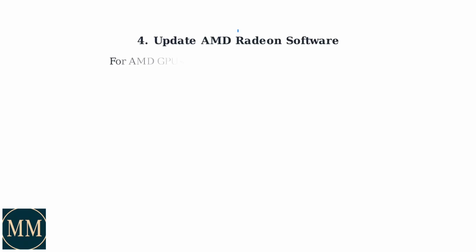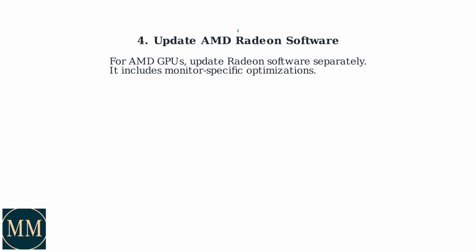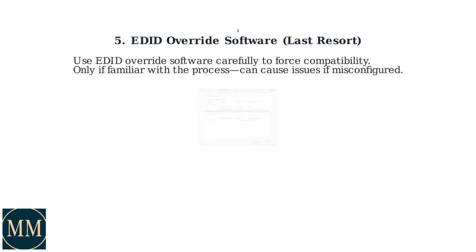If you have an AMD graphics card, ensure the AMD Radeon software is fully updated. This dedicated software often includes monitor-specific optimizations that generic drivers might miss. As a last resort for persistent EDID issues, consider using EDID override software. This should only be done if you're familiar with the process, as it can cause compatibility problems if not configured correctly. Tools like EDID override can force display data compatibility.